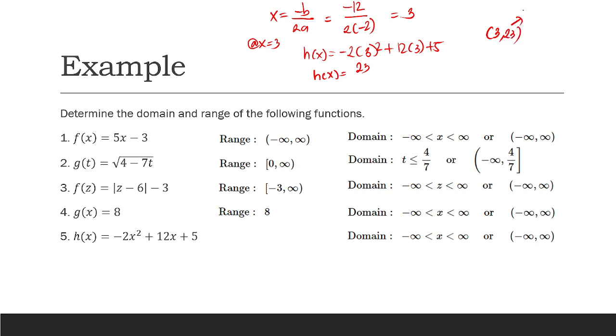Now, this 23, the value of y can no longer go higher than this. Because it's a parabola, and the vertex is the highest point of a parabola whose x squared coefficient is negative. So, therefore, our range for number 5 is from negative infinity to 23. So, that is our range.